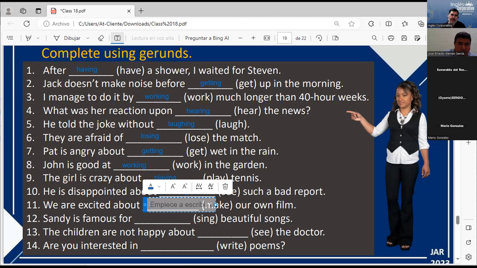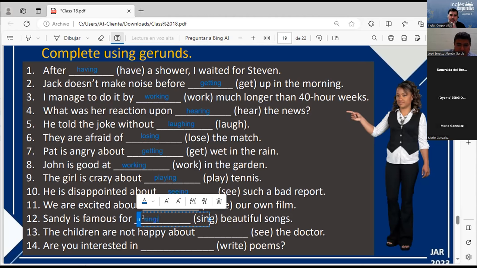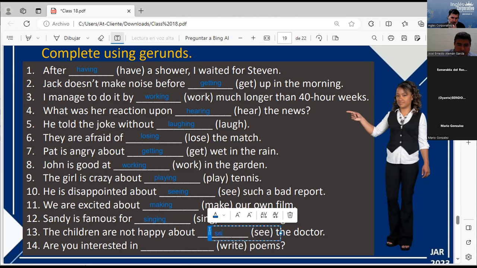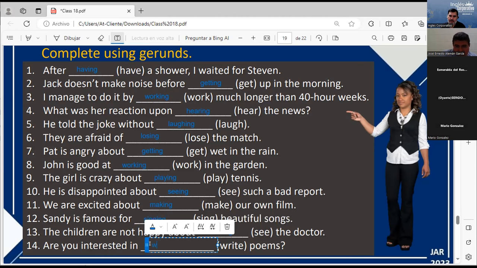We're excited about making our own film. Making our own song. Making our own movie. Sandy is famous for singing beautiful songs. Famous. The children are not happy about seeing the doctor. Are you interested in writing poems? Writing. Yeah. Excellent.